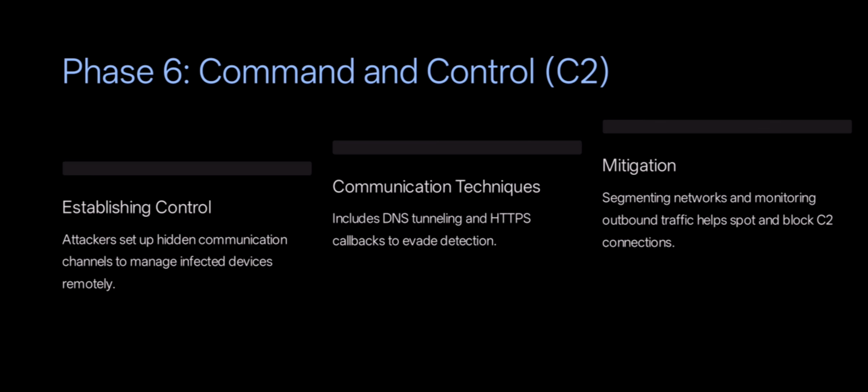9. Detection techniques. Organizations can detect C2 activity using 9.1 Network traffic analysis. Monitor for anomalies in outbound traffic. Unusual connections to rare domains or IPs. Traffic on unusual ports or with abnormal payload sizes.